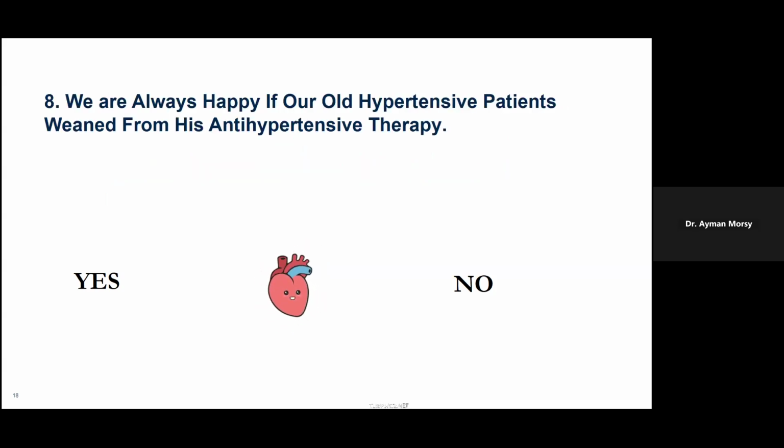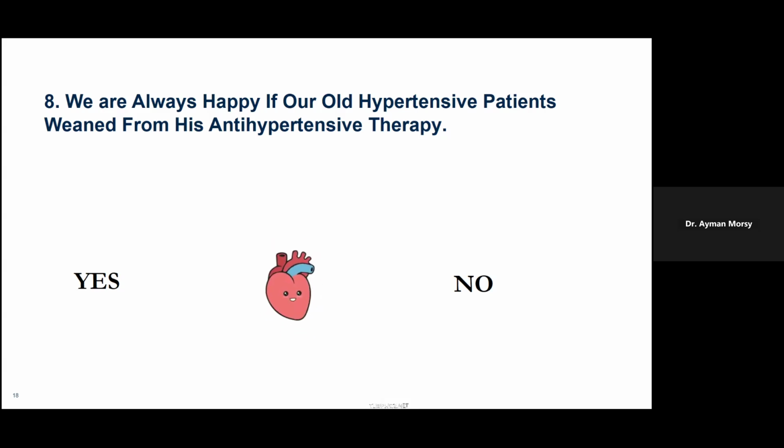Second point: we are always happy if our old hypertensive patient is weaned from his antihypertensive therapy, yes or no? I think all our colleagues become very happy, except as a cardiologist. If your patient has triple antihypertensive therapy in combination in one tablet, or 3 medications in 3 different tablets, and after 6 months you wean one of them, and then wean one of them, and at the end of the day the patient's hypertension is fully cured, are you very happy with this type of patient? No, we are not happy at all.